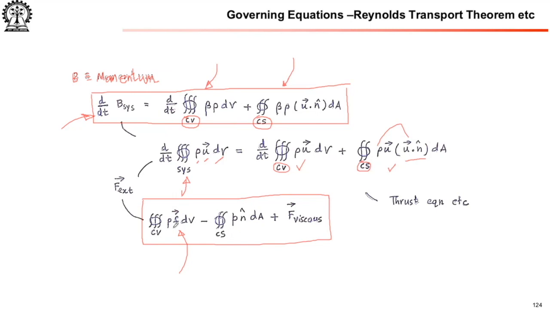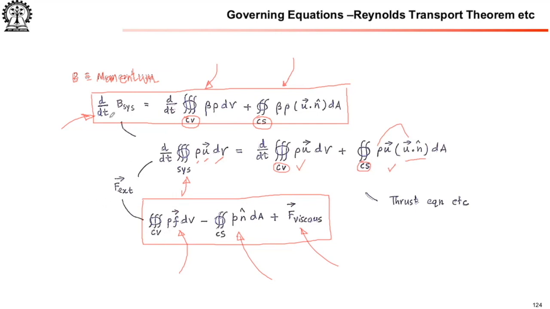To find the forces on the system at time t, we can try to find the forces acting on the surface of the control volume at time t. That is nothing but the contribution from the pressure forces on the wall of the control surface. We don't write this explicitly, but also viscous forces due to the shear stresses, and then the body forces acting on the mass within the control volume.